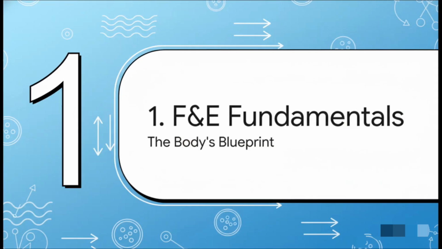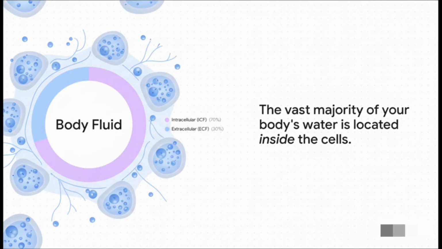All right, section 1. Before we can even talk about what goes wrong, we have to get a handle on what right looks like. So we're going to look at the blueprint of our body's balance, where the fluid is and how it's supposed to move around. So where is all this fluid in our bodies anyway? You might guess it's mostly in our blood vessels, but check this out.